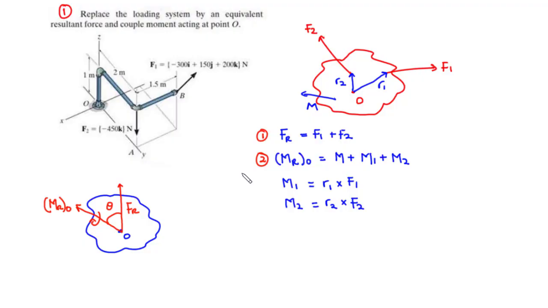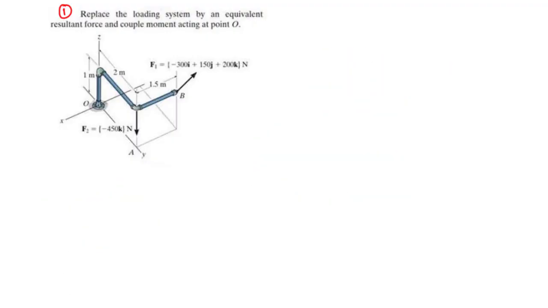Now let's try a few examples. So let's consider this example, that is example 1. We are going to replace the loading system by an equivalent resultant force and couple moments acting at point O. Now, usually when you are given a question like this, the first thing you are supposed to do is to express the forces given in the question and the couple moments M as Cartesian vectors. Looking at this question, we already have F1 and F2 expressed as Cartesian vectors, and we don't have any couple moment M.